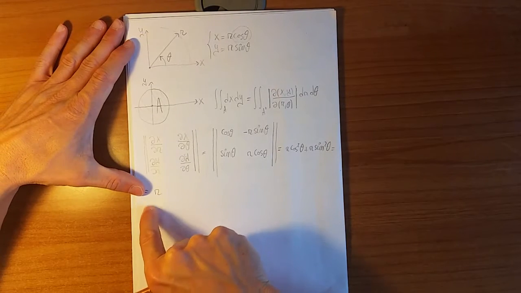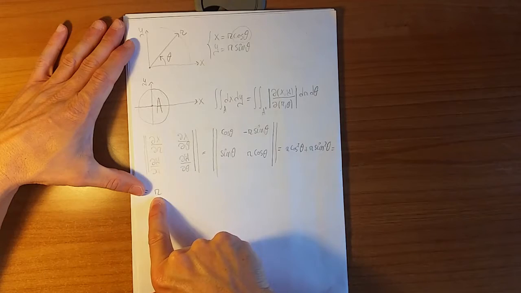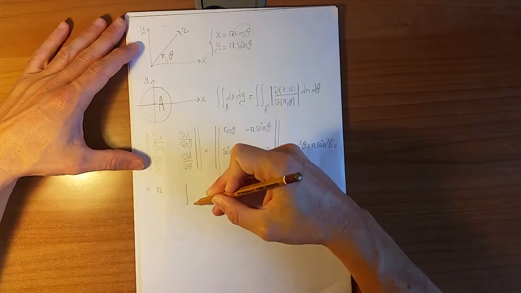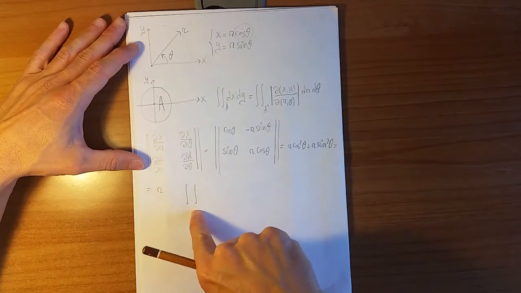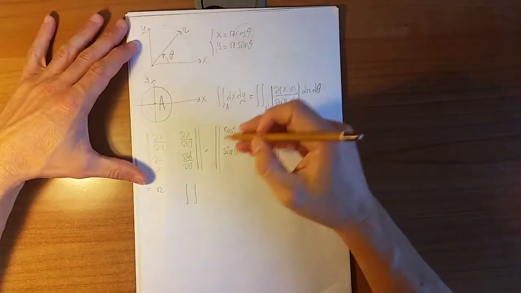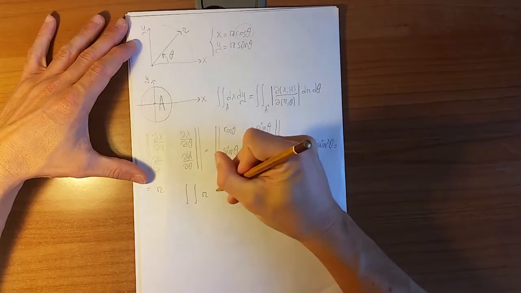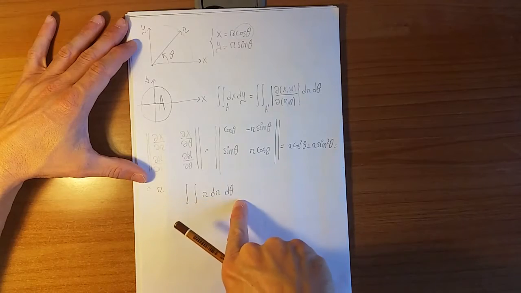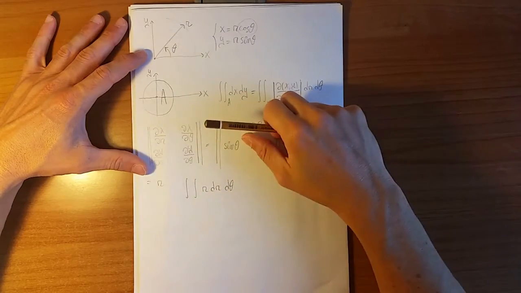Our Jacobian depends on r. So it's a constant in theta. It doesn't depend on theta, but it varies along r. So our integral becomes the double integral, and then we need to insert the domain here, the region of integration, but we will see that in a moment. We have r. Let's first integrate over r and then over theta. r d theta. And this is something actually easy to see.